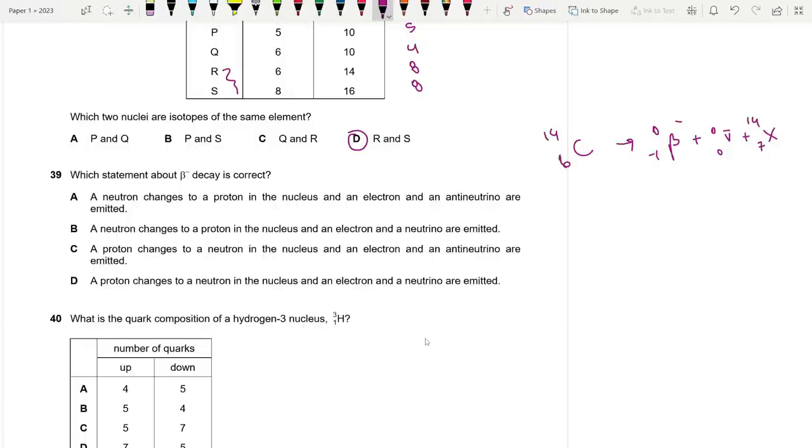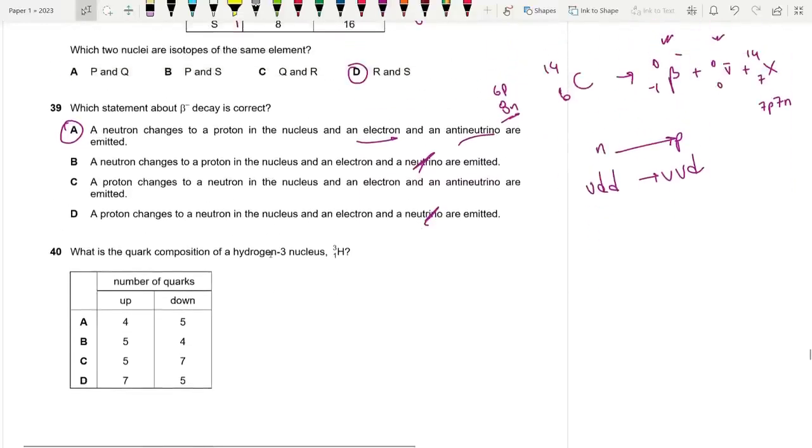Basically, we had 6 protons and 8 neutrons. Now we have 7 protons and 7 neutrons. So what actually happened? We sacrificed a neutron. One neutron was converted to one proton. So UDD went to UUD. A neutron changed to a proton, and an electron and an antineutrino are emitted. This sounds right. So neutron changed to proton, and an electron, beta minus is an electron, and an antineutrino were produced. Okay, it wasn't neutrino.